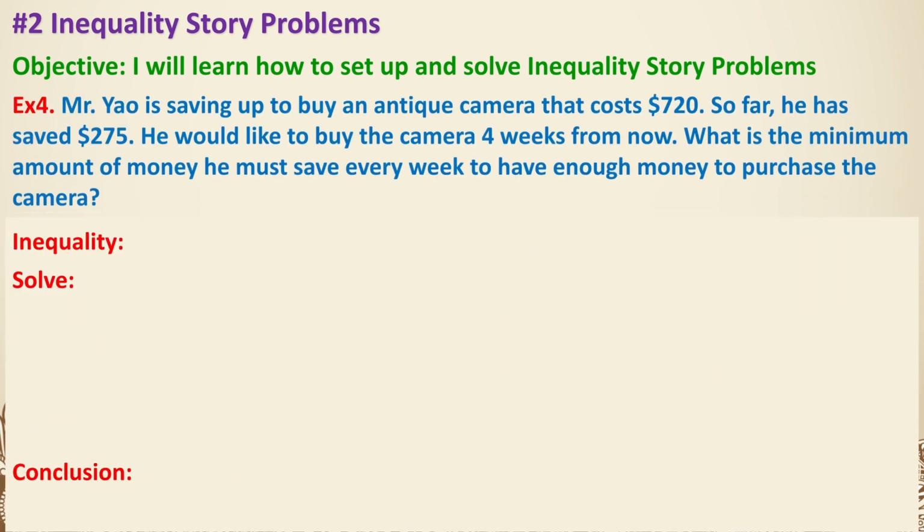Moving on, example 4. Mr. Yao is saving up to buy an antique camera that costs $720. So far, he has saved $275. He would like to buy the camera 4 weeks from now. What is the minimum amount of money he must save every week to have enough money to purchase the camera?